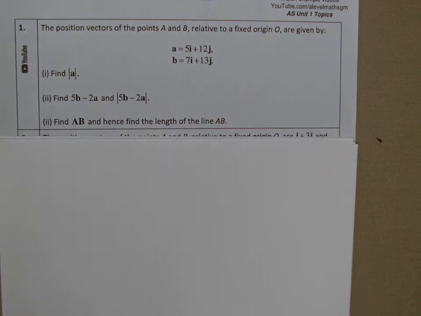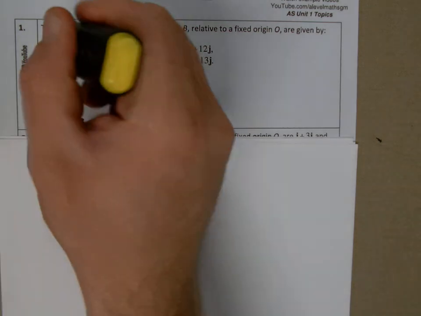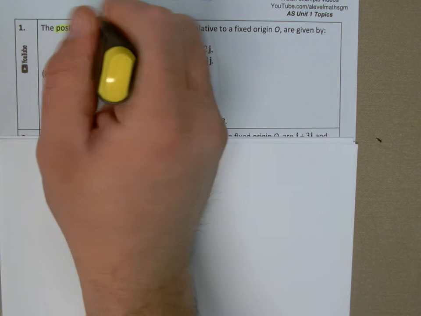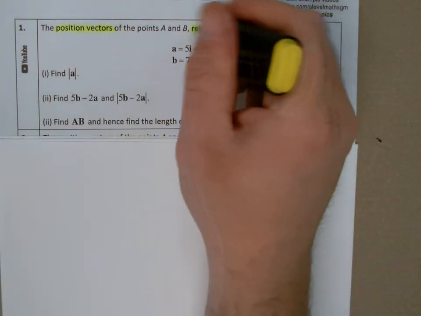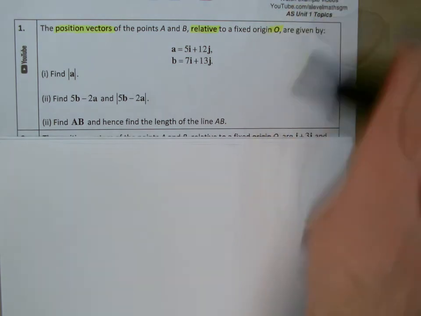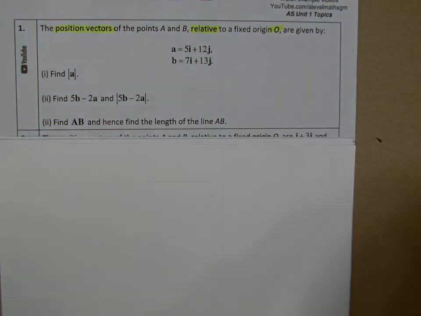Okay, the position vectors of the points A and B relative to a fixed origin O are given by the following. A is 5i plus 12j, B is 7i plus 13j. So remember, the term position vectors always describes where the points are relative, as it says here, relative to the origin. So it's telling you how to get there, like coordinates, essentially.